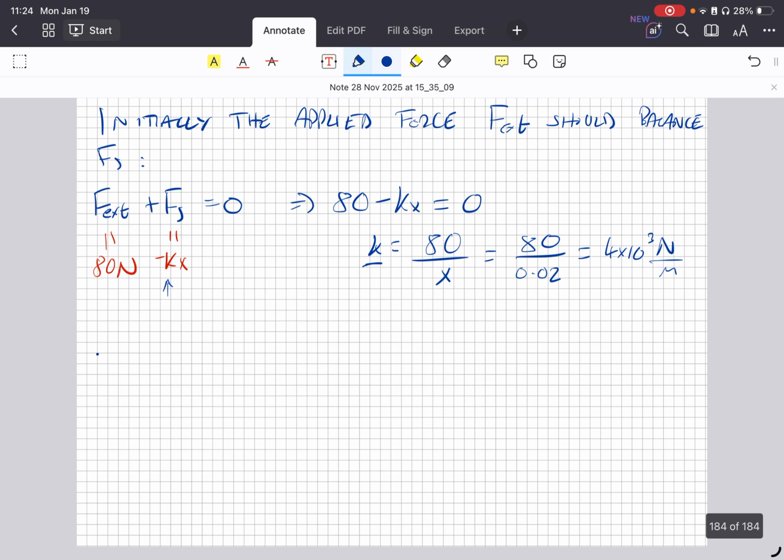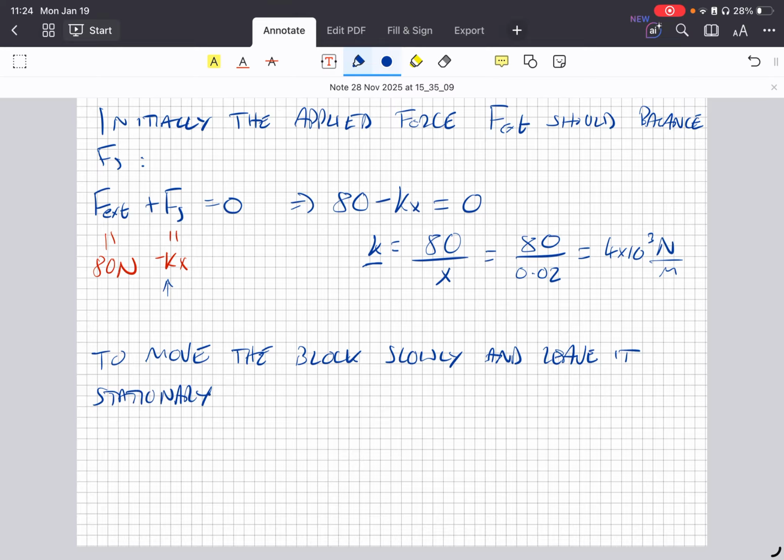So let's just write that down in words. To move the block slowly and leave it stationary, the forces should always balance.